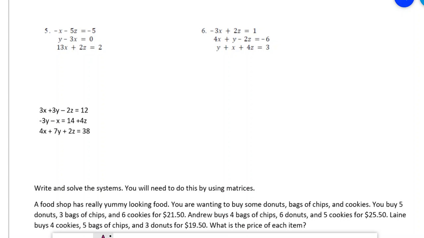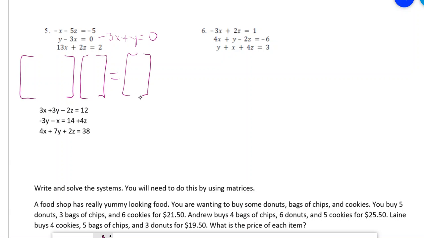So, the first one I'm going to do is number 5, and I'm going to set it up two different ways. Going in ABC order, I see that I have this third row, the second row, I have negative 3x plus y equals 0. Now that it's in ABC order, I'm going to turn this into my coefficient matrix, variable matrix, equals answers or constant matrix.